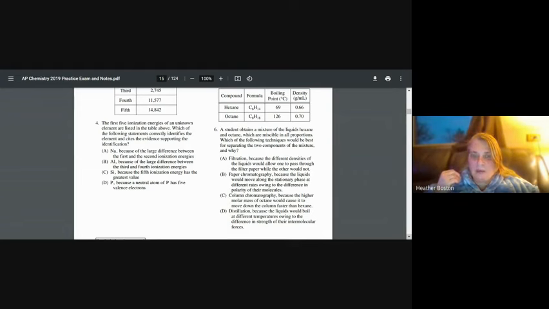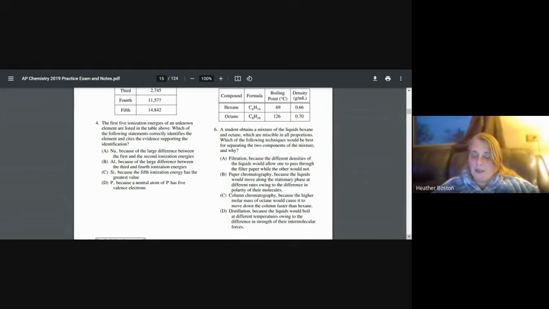Column chromatography is a similar concept. Distillation is the one you're looking for, and that's when we made that distillation apparatus. Distillation separates based on differences in boiling point. So the correct answer is going to be D.